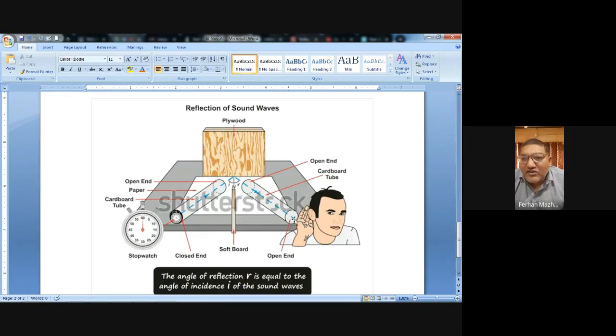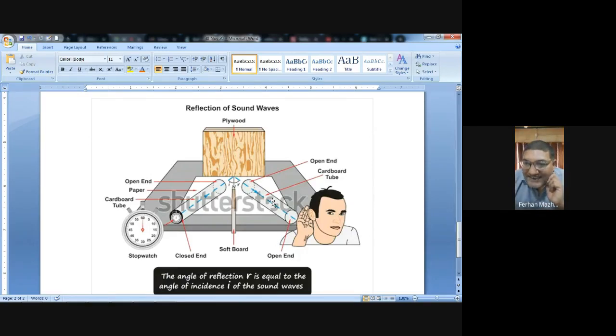On the other side of the pipe, you will have your ear, and you will move the pipe clockwise, anti-clockwise, and you will find a point where the sound will be loudest. Okay, this point is very important.